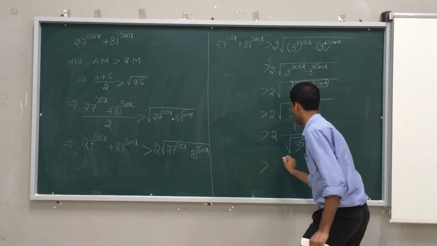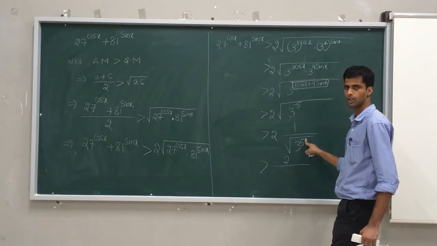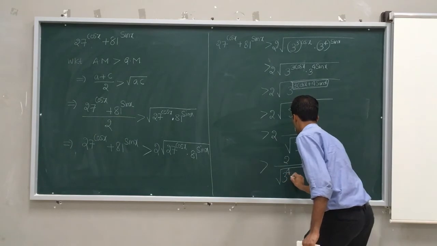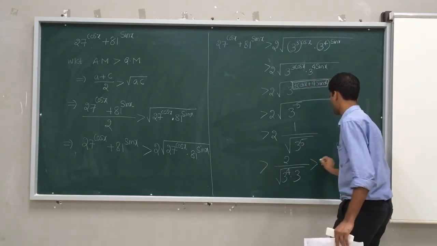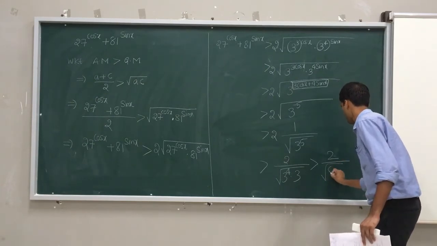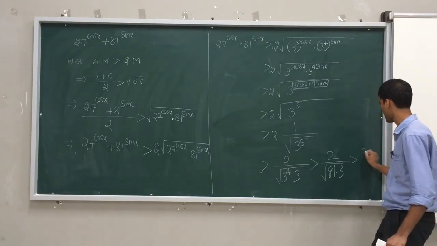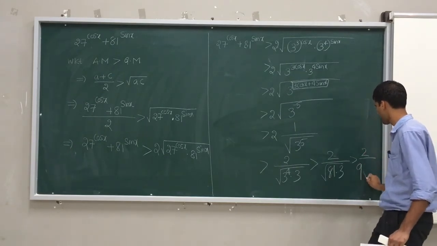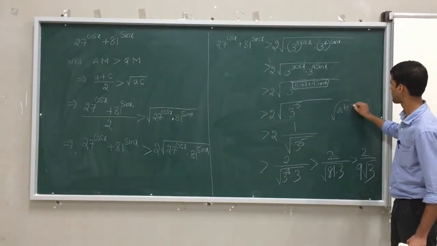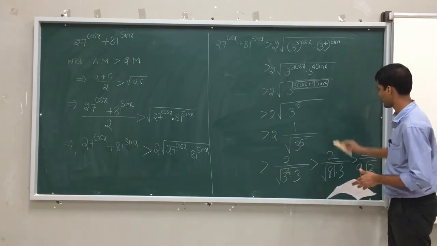Which is greater than 2 divided by, I'll write it as 3 power 4 into 3, which is 2 over root of 3 power 4, that is 81, into 3. So root 81 can be written as 9, giving 9 into root 3, because we all know that root AB can be written as root A into root B. Therefore, we can manage with this expression.